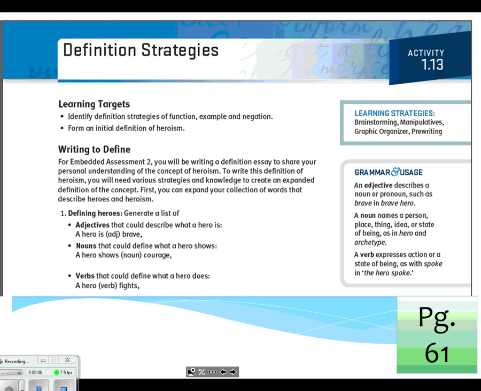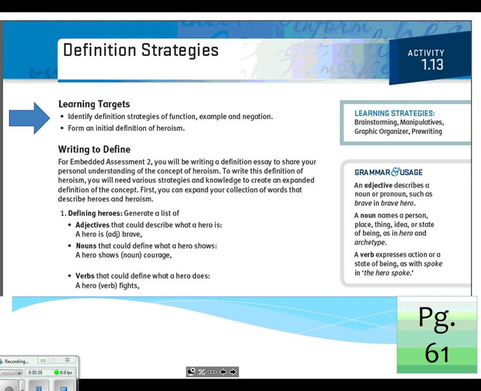Okay, new activity means we're starting with learning targets. Go ahead, break them down. Okay, so we know this activity is going to have us practicing identifying the definition strategies, which you will be using for your essay, as well as forming an initial definition.